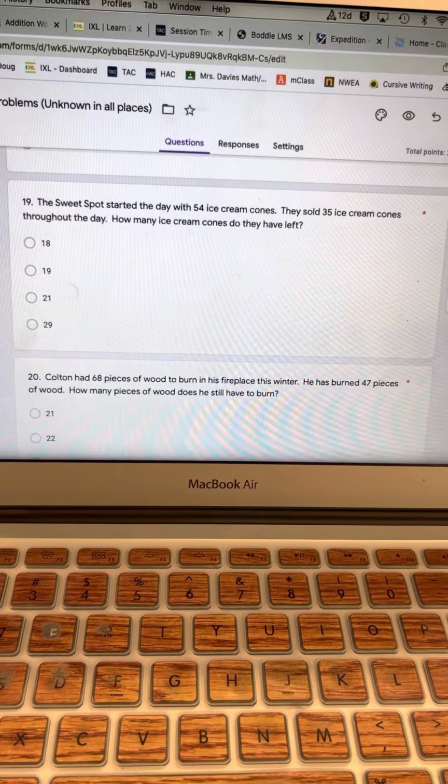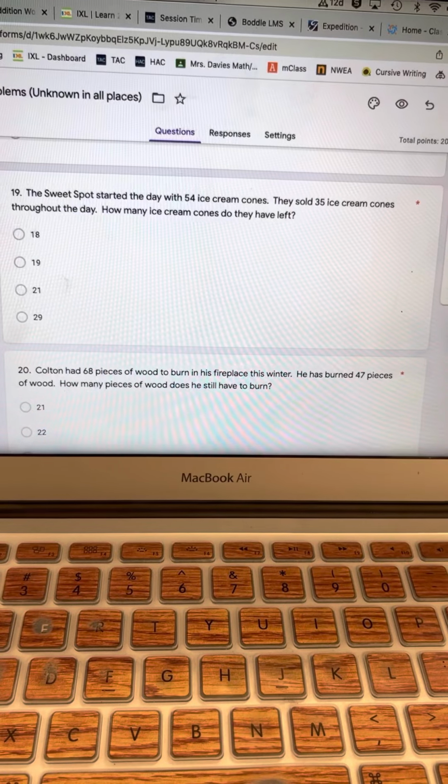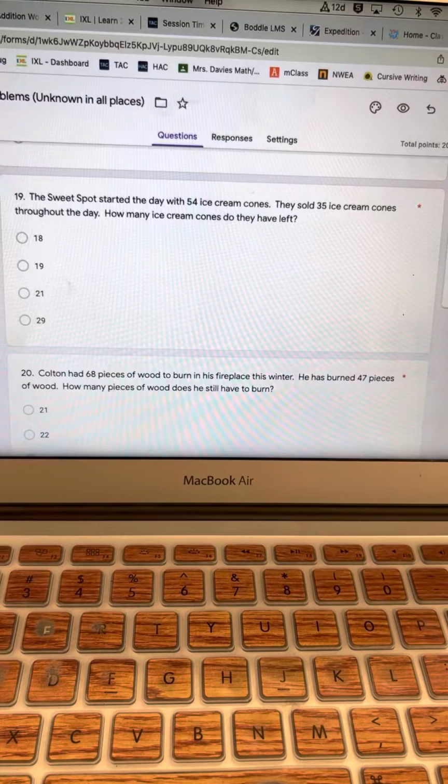Number 19, the Sweet Spot started the day with 54 ice cream cones. They sold 35 ice cream cones throughout the day. How many ice cream cones do they have left?